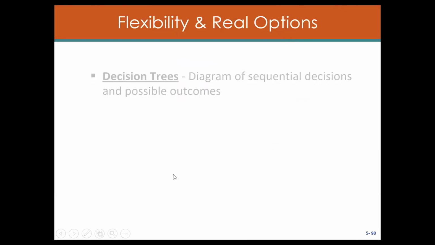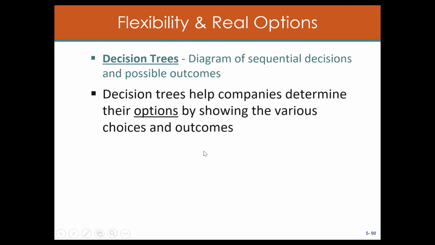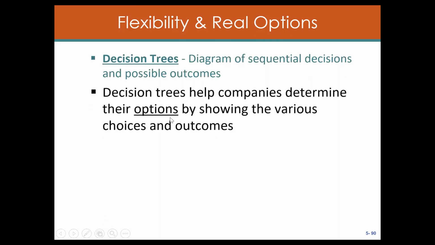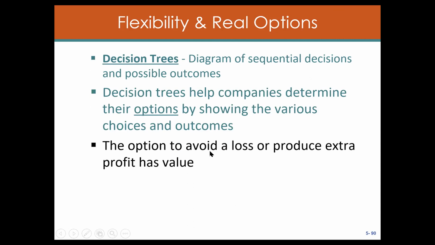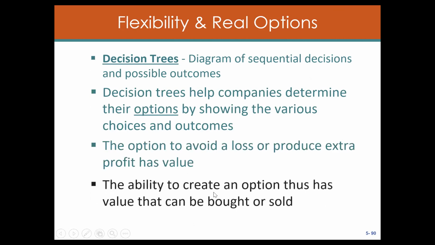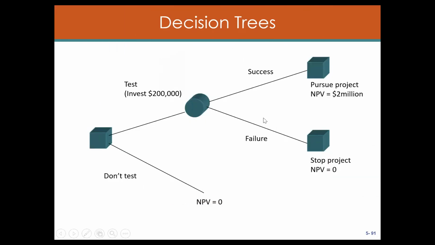Decision trees are used as a diagram of sequential decisions, showing what happens when there are possible outcomes. So it helps companies to determine options by showing the various choices and outcomes. The option to avoid a loss or produce extra profit has value. And the ability to create an option thus has value that can be bought or sold. So here you can have an example of a tree.